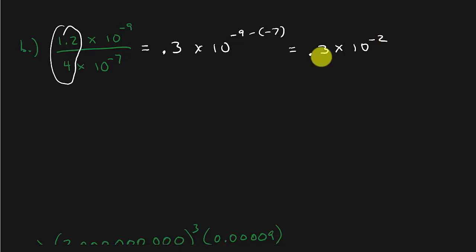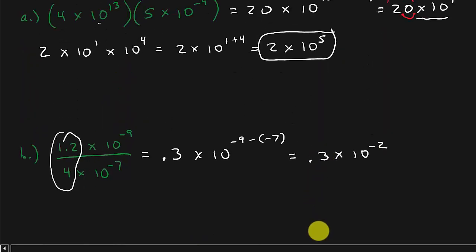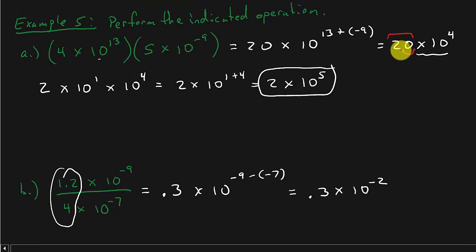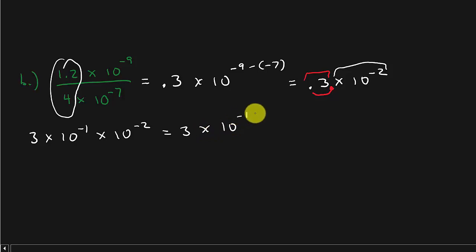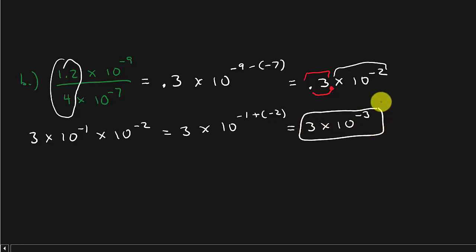So now what I've got to do is this, see this 0.3? Well, we're in the same boat that we were when we had this 20. I'm going to take just this 0.3, forget about the rest of it, and convert it to scientific notation. So I've got to move the decimal one place to the right. That's going to give me 3 times 10 to the negative 1. All I've done is write 0.3 in scientific notation. But then I have times 10 to the negative 2. When I multiply those, I get 3 times 10 to the negative 1 plus negative 2, which is equal to 3 times 10 to the negative 3. And there's your answer.